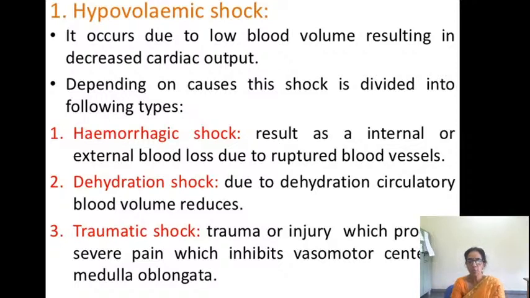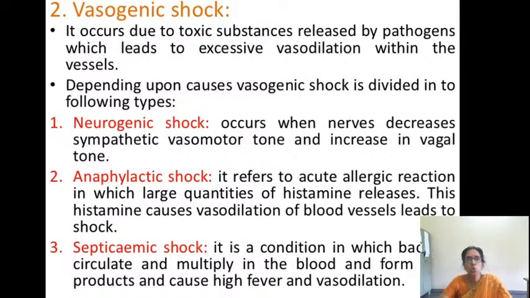So in hypovolemic shock, we have seen hemorrhagic shock, dehydration shock, and traumatic shock. All this is because of loss of fluid or blood. That is why we have less blood volume and less cardiac output, so less tissue perfusion.